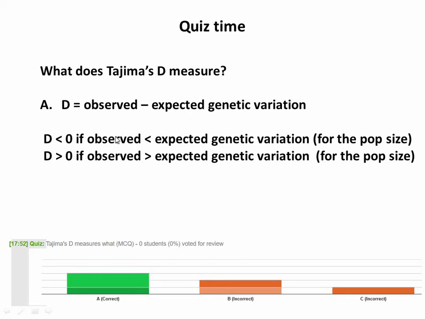It means that if observed is lower than expected, then the subtraction of the two will give a negative value for Tajima's D. Vice versa, you will get a positive Tajima's D if the observed variation is higher than expected genetic variation. Again, it's all about the population size. And the expectation is that with a larger population size, you expect a larger genetic diversity.